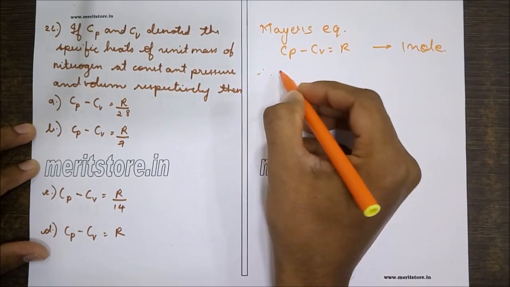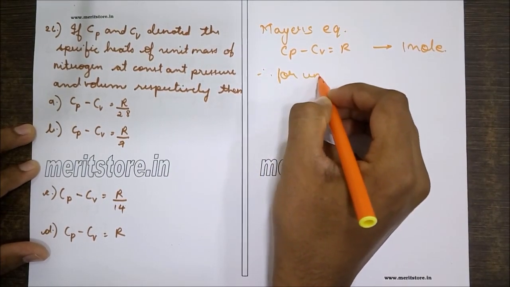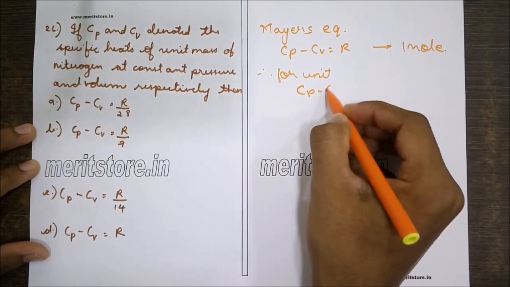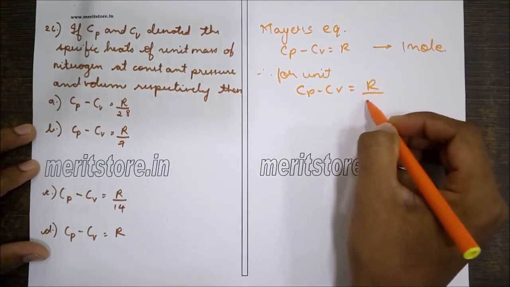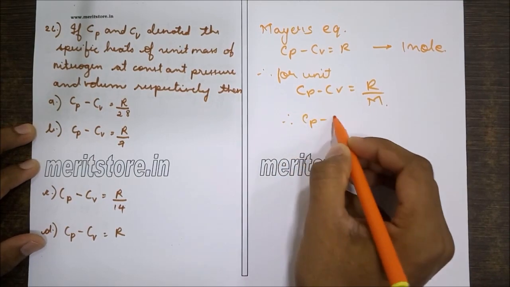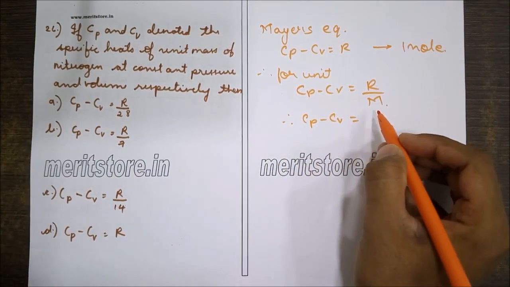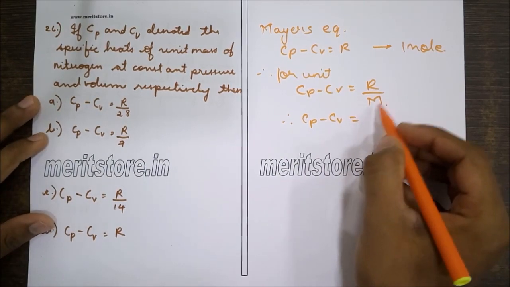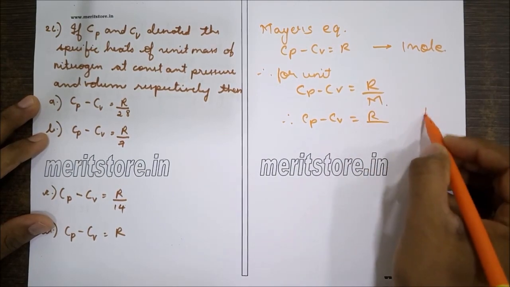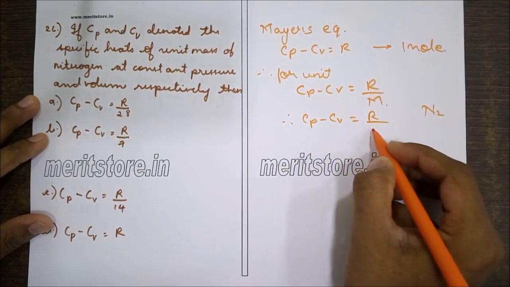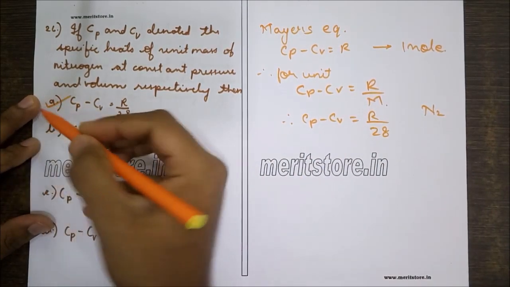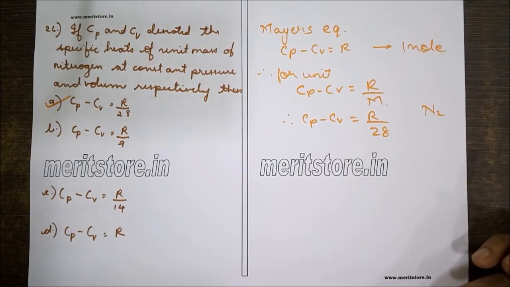So therefore for unit mass, the value of Cp minus Cv would be R divided by the molecular mass of the gas. So Cp minus Cv per unit mass would be R upon the molecular weight of nitrogen, which, since it exists in the diatomic form, would be 28. So Cp minus Cv is equal to R by 28. Hence option A is the correct answer.